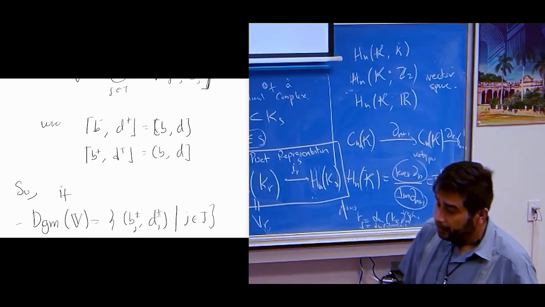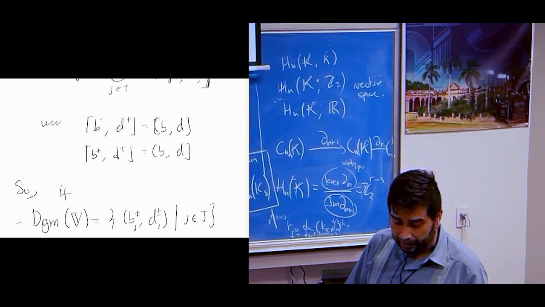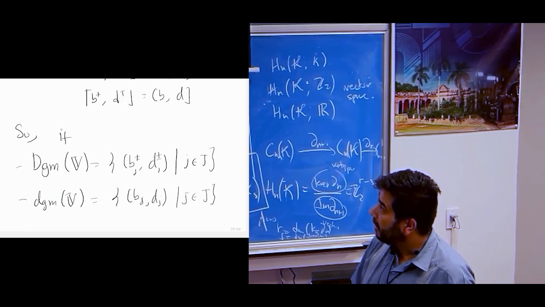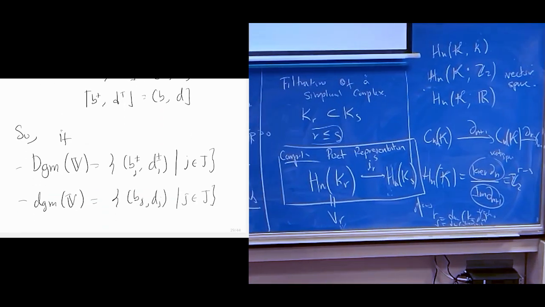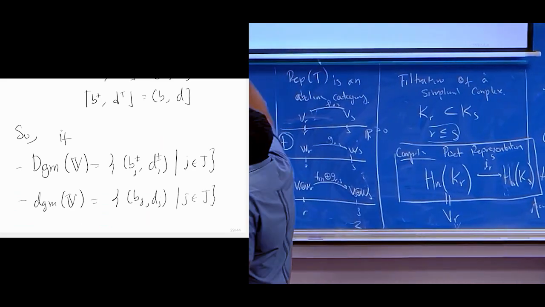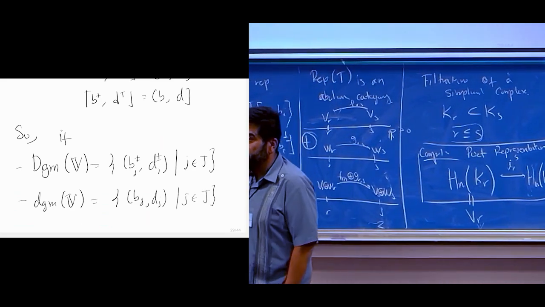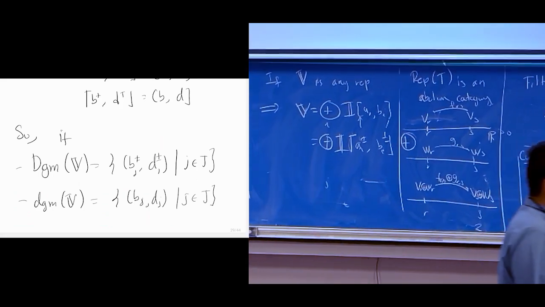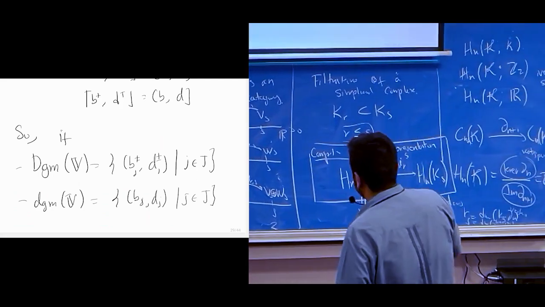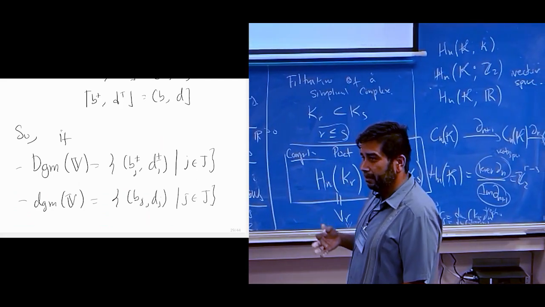So given a representation, we define the diagram of that representation as the pairs of B's and D's. The pairs of B's and D's. And that is a persistence diagram.